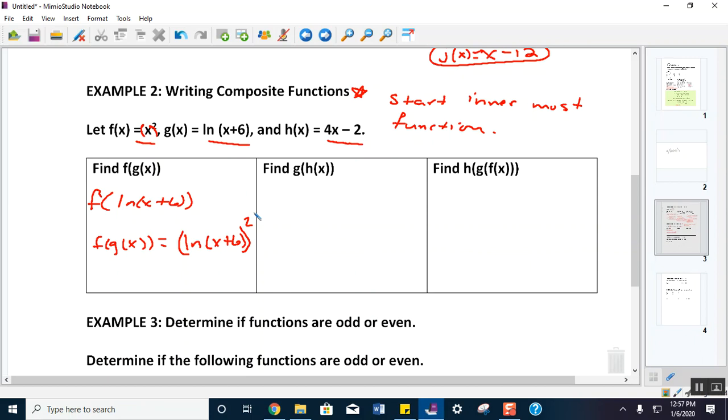Why is the square on the outside? Because this natural log of x plus 6 is everything that replaced this x right here that I'm pointing at. Basically, I'm taking this mess right here, and this mess is going to replace every x in that function right there. Okay. You okay with that?